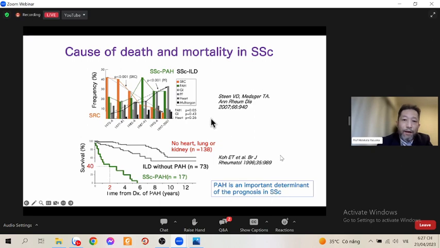For example, when we look at the frequency of death, PAH and ILD are the most frequent causes of death in scleroderma recently. And when we look at the mortality, patients with PAH have a very poor prognosis like this. Two-year survival is around 40% in the natural course.